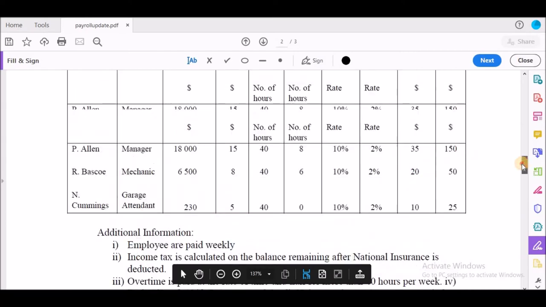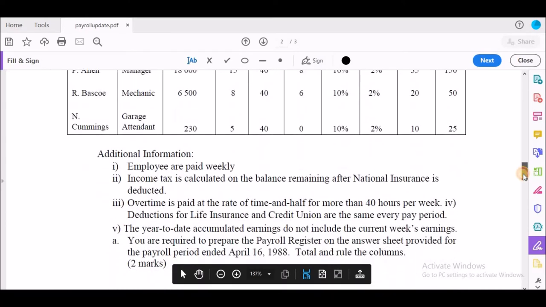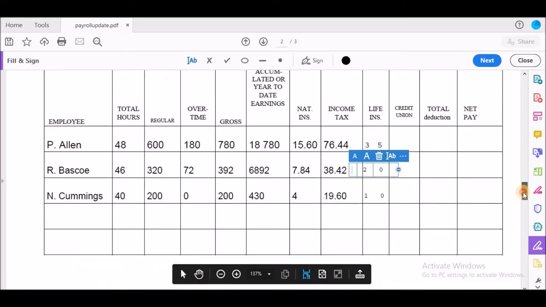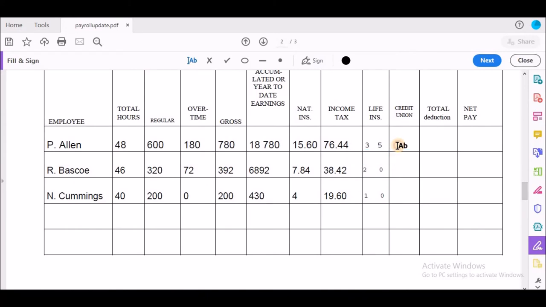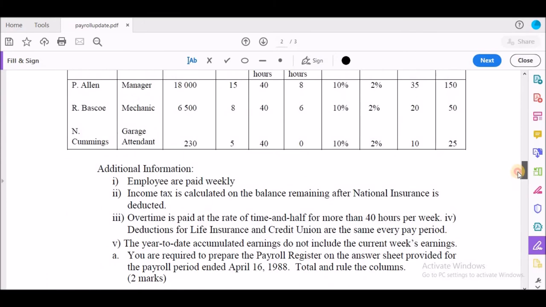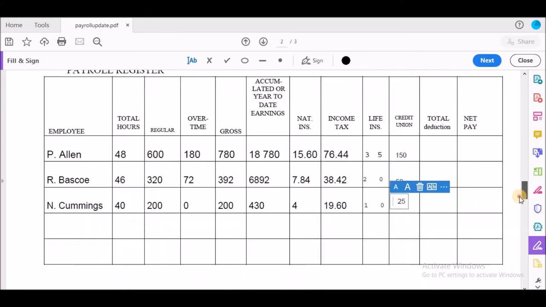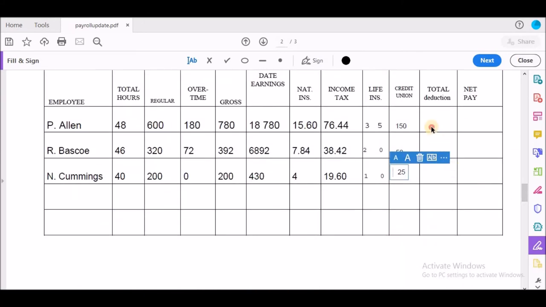Alright, and for credit union, 150, 50, 25. So we have 150, 50, and 25. Make sure that that's correct. 150, 50, 25. Good.